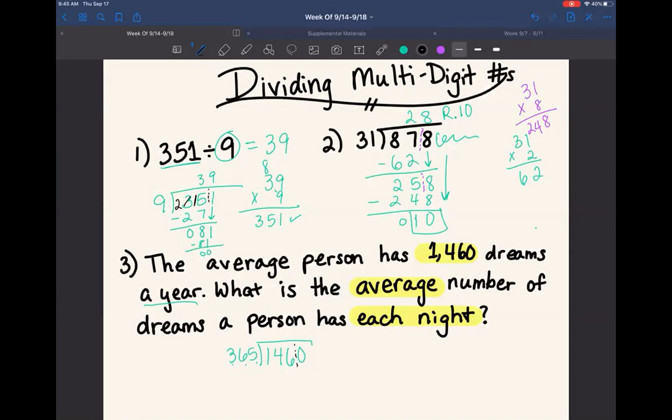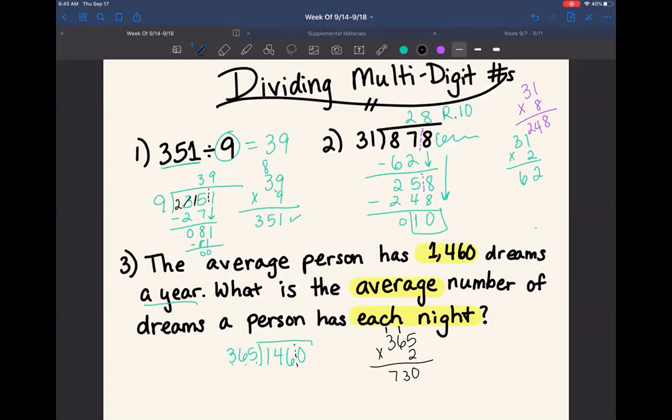So I'm going to start with my 2s, because I don't know anything about my 365. So I'm going to multiply by 2. 2 times 5 is 10. I carry my 1. 2 times 6 is 12, plus 1 more is 13. Carry my 1 again. And I have 3 times 2, which is 6, plus 1. So I'm at 730.